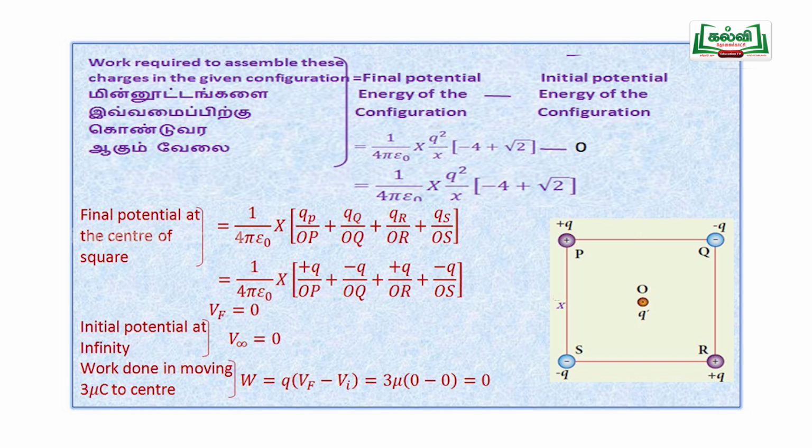So, here the final potential at the center of the square, if you add all the charges, the distance is the same in all the 4 cases, and if you add all the charges it reduces to 0. And what is the final potential? 0. So, work done in moving a 3 microcoulomb charge to this point, using the golden formula W equal to Q into final potential minus initial potential, is 3 micro into 0 minus 0, which reduces to 0.